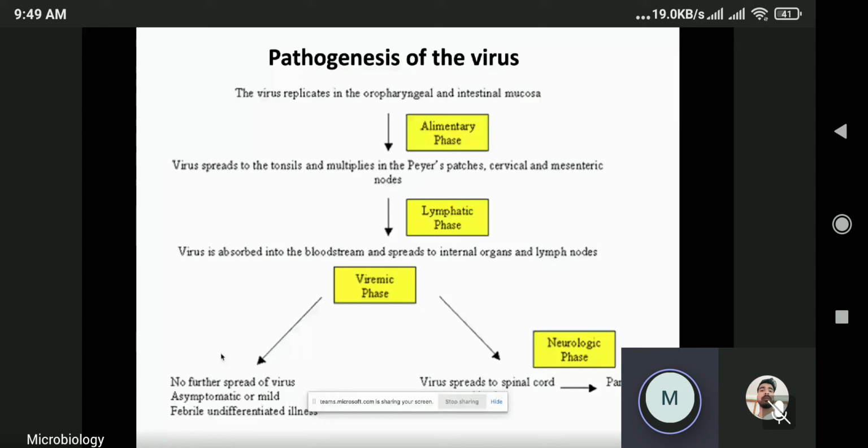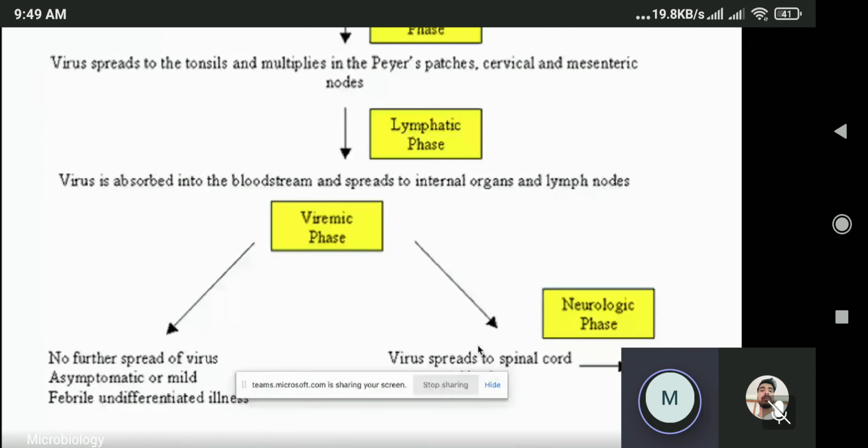But in some cases, which is a very important aspect, these viruses travel via the nerves towards the central nervous system via retrograde axonal transport. Okay, and then they may lead to the paralytic conditions. And this one is important. That is called the neurological phase.